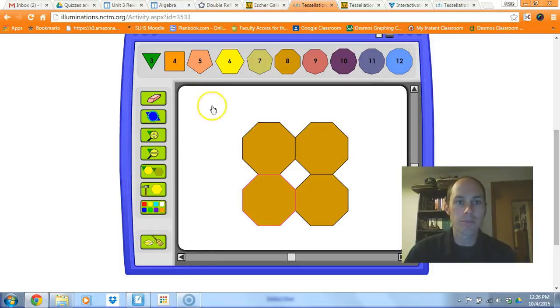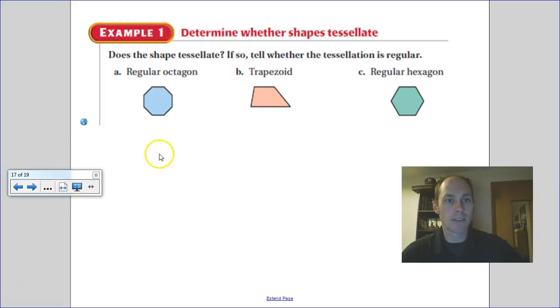So you can try the other shapes. I know we don't have a trapezoid on here, but you can try any of these and see if they tessellate, and see if you can figure out why something would tessellate. All right, so the octagon we discovered does not tessellate. Trapezoid, we can tessellate that one. And the regular hexagon, we can tessellate as well.